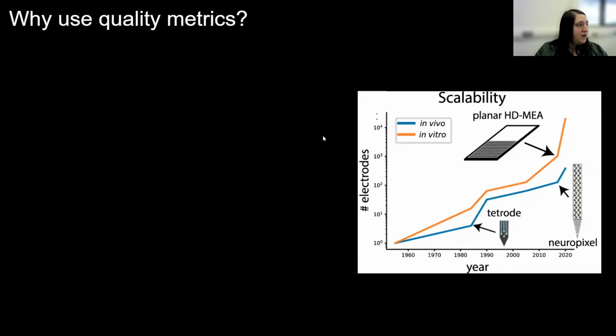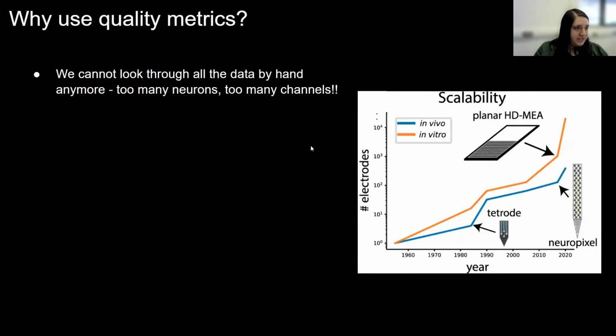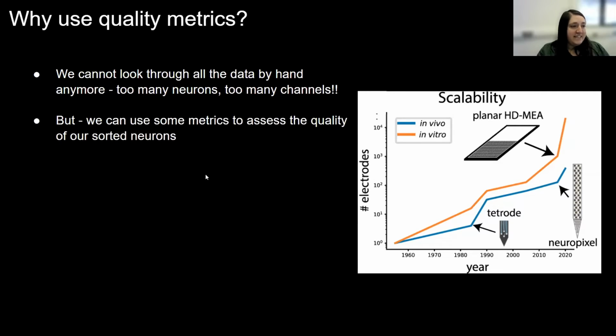All right, but why do we want to use automated quality metrics? At this point, due to the huge increase in the number of neurons that you're able to record from with NeuroPixels and with other recording technologies, it takes a long time to look through many, many recordings by hand, as Julie was just showing in that Phi demo. So we aid this with some metrics that we can use to assess the quality of our neural data, of our sorted neural data.